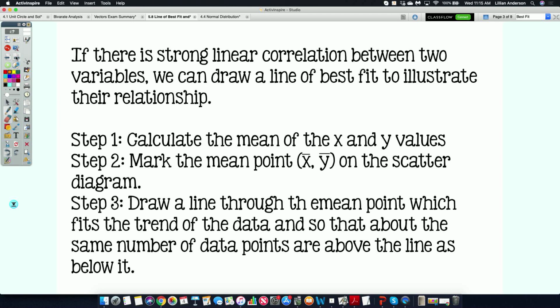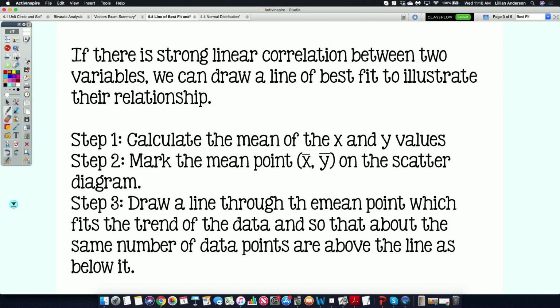So if there is a strong linear correlation between two variables, we draw the line of best fit to illustrate their relationship. It is only when you have a strong linear correlation. So if it's moderate or weak or anything like that, we do not usually find the line of best fit, okay? I mean, we can, but because it's such a weaker correlation, the predictions that we use the line for are not going to be that good, okay? Remember, make sure you're taking smart notes.